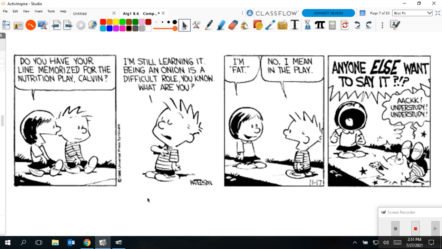Calvin and Susie are walking along the sidewalk. "You have your line memorized for the nutrition play, Calvin?" "I'm still learning it. Being an onion is a difficult role, you know." "What are you?" "I'm fat." "No, I mean in the play." And she clobbers him. Anyone else want to say it? It's understudy. I guess Calvin just couldn't resist.